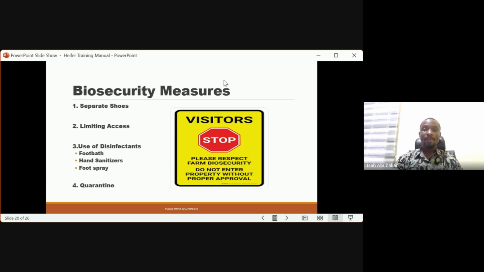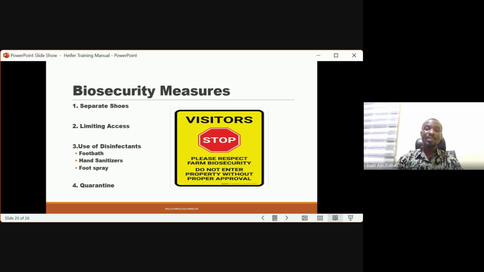So also, some of the measures you need to take in biosecurity is to ensure that you have separate shoes for your pen. So whenever you want to go inside your pen, you have a separate shoe. This shoe, you don't use it for any other thing. You don't use it for bathing, you don't use it for going around. You use it only for the purpose of raising your chickens.